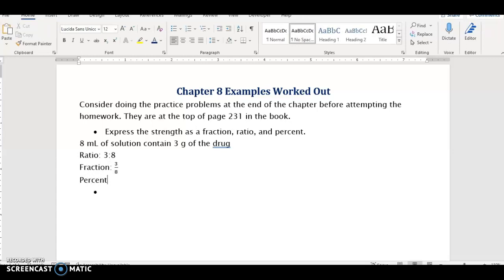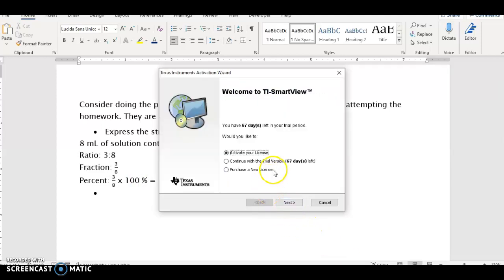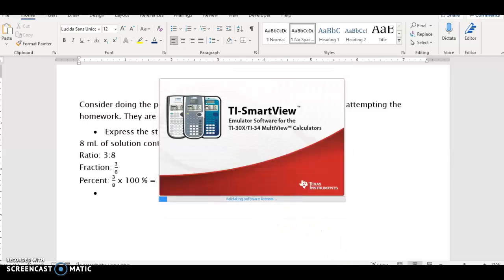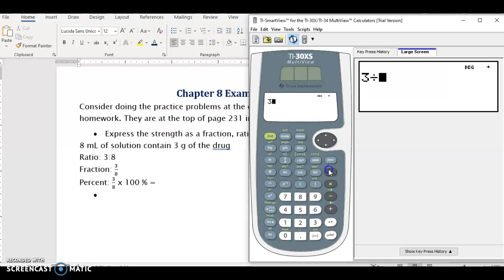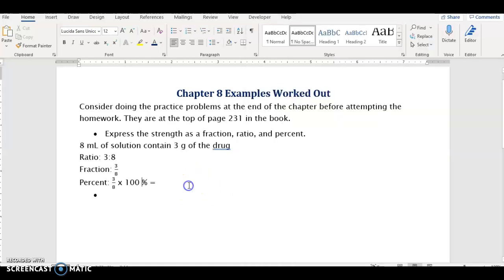And then lastly, as a percentage, we're going to take that fraction 3/8. We're literally going to do 3 divided by 8 on our calculators and then multiply it by 100%. When you do 3 divided by 8, it's going to give you a decimal, 0.375. Multiply it by 100%, and we have our percentage. So a solution with 3 grams of a drug and 8 milliliters of solution is equivalent to 37.5%.